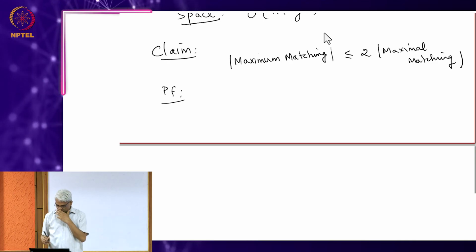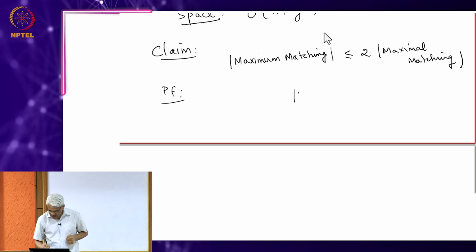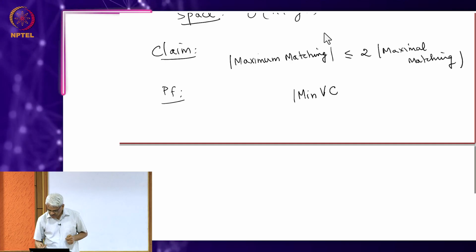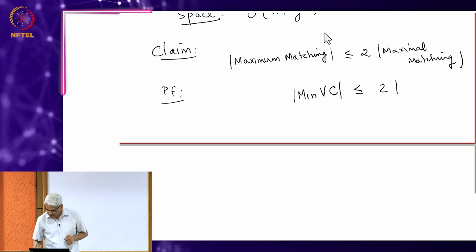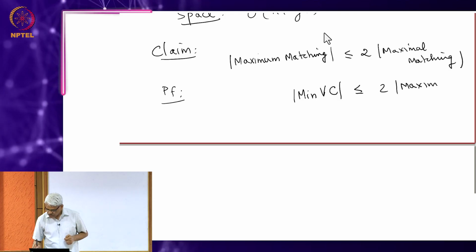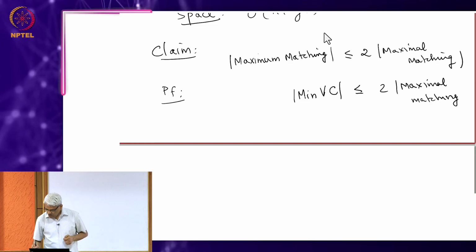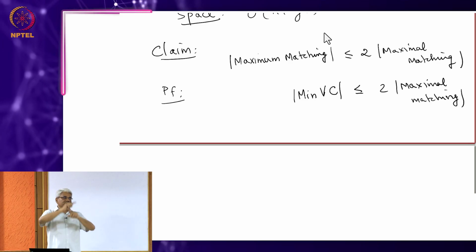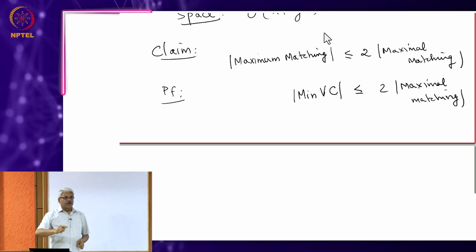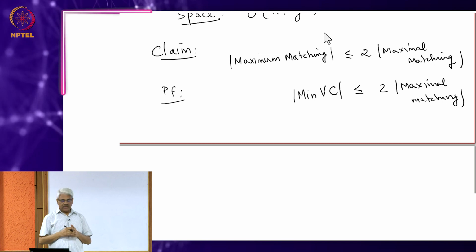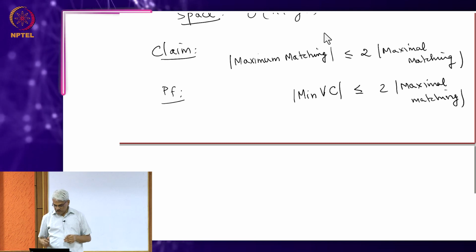Okay. One can show that minimum vertex cover is at most 2 times maximal matching. Why? Because if you take the set of vertices in a maximal matching, they will cover all the edges. Is that clear? Right?